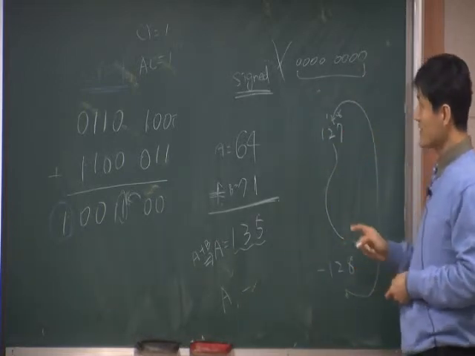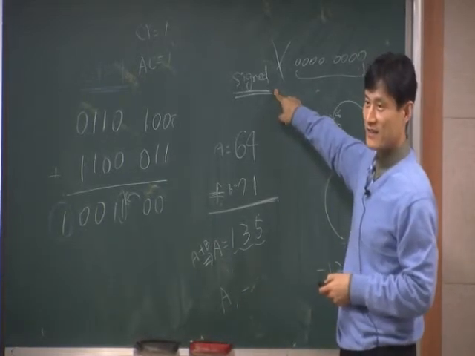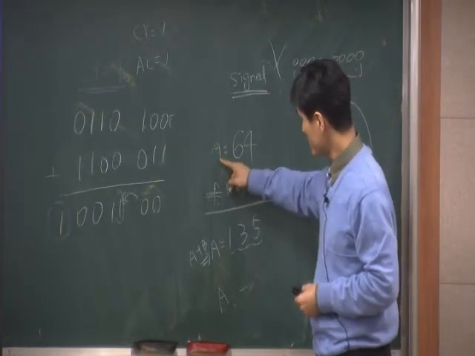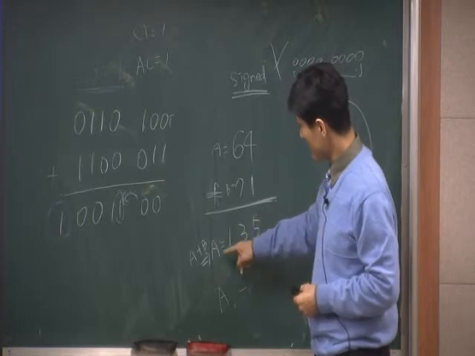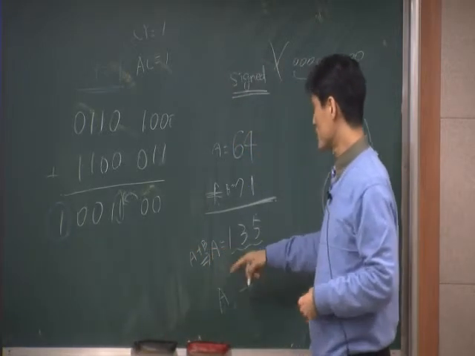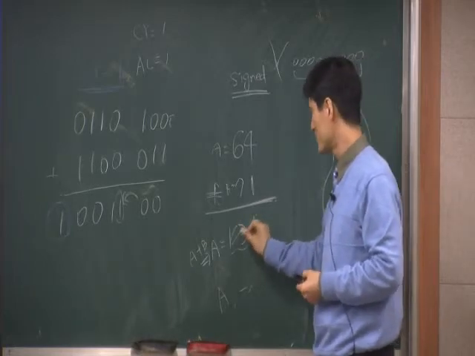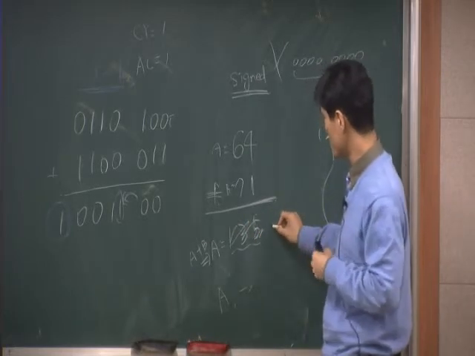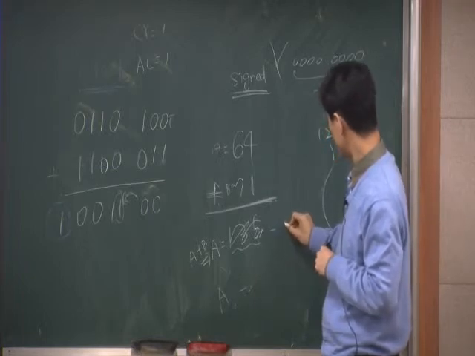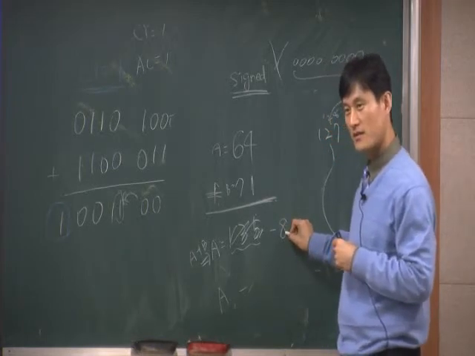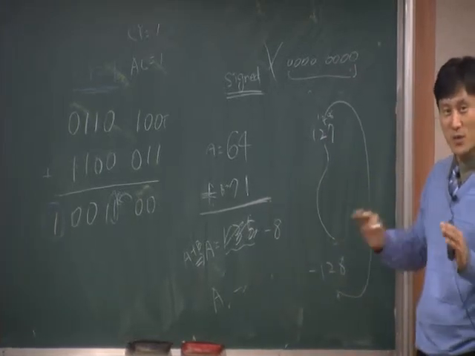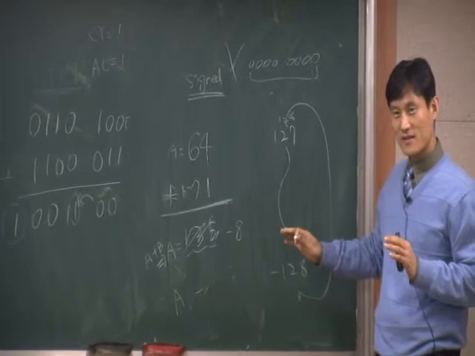However, since I said signed, in fact, this A is signed, right? So when you read A, you actually have this value. A is no longer 135. When you read it, it is read as minus some number, right? Minus 8, for example. So later calculations are all wrong. It's completely wrong, right? You see my point?